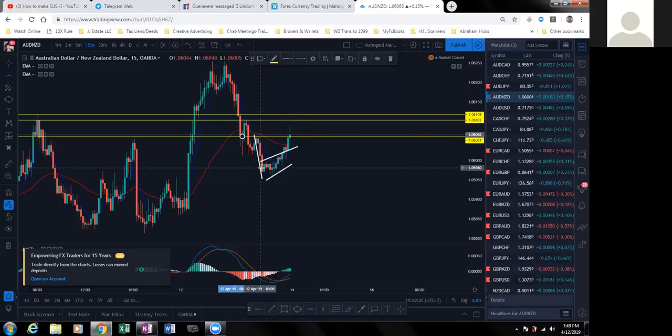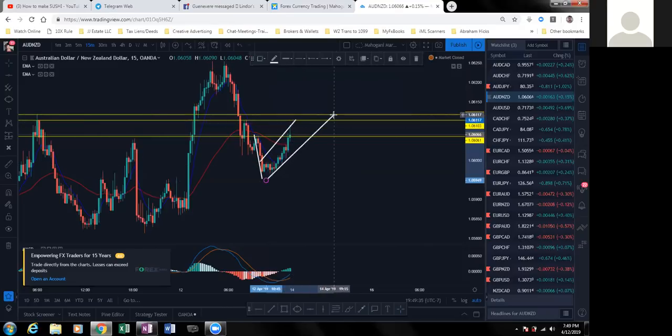Meaning that it corrected and the correction is continuing on. The correction is going all the way up here. So now this is turning into a what? What pattern is this, guys? Bearish flag. Yes, it is. But what is this exactly?